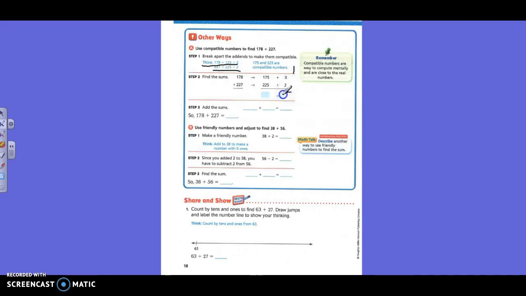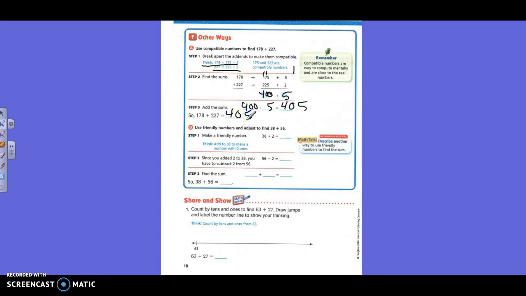3 and 2 is 5. 5 plus 5 is 10. So you have to add the 1 on top of the 7. 7 plus 2 is 9. Add 1 more is 10. And 2 plus 2 is 4. So you would have 400 plus 5 equals 405. So 178 plus 227 is 405.